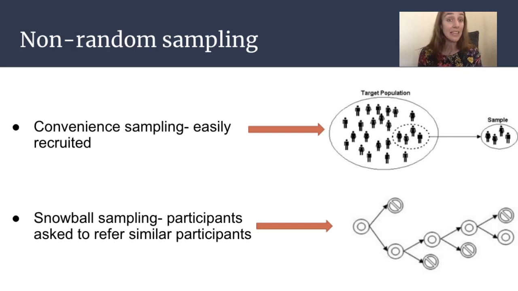We have convenient sampling, or people who are easily recruited. I think this image does a pretty good job of explaining this. This is someone standing outside of a grocery store and just asking people to give them some data, to take a survey. It's convenient. It's whoever we can find. We're not taking every member of the population and randomly selecting them for our sample. We're just getting a sample of those who we can easily get data from.